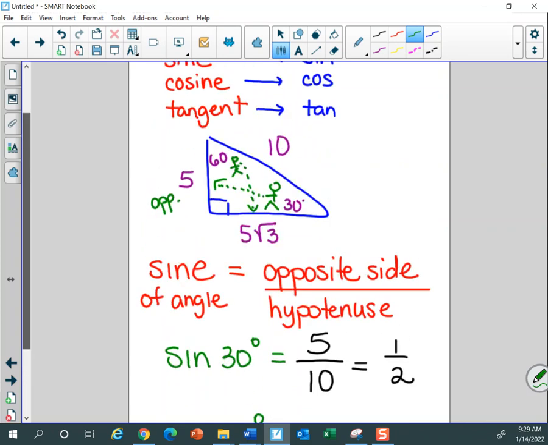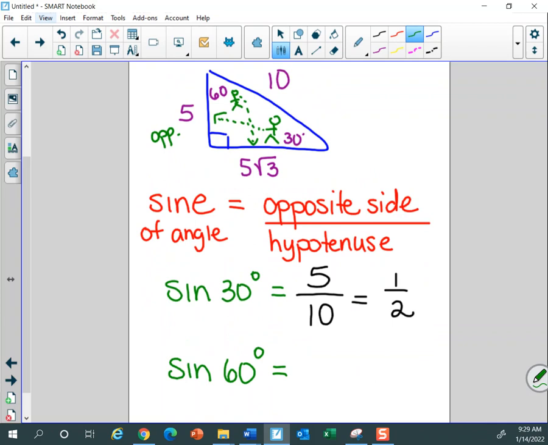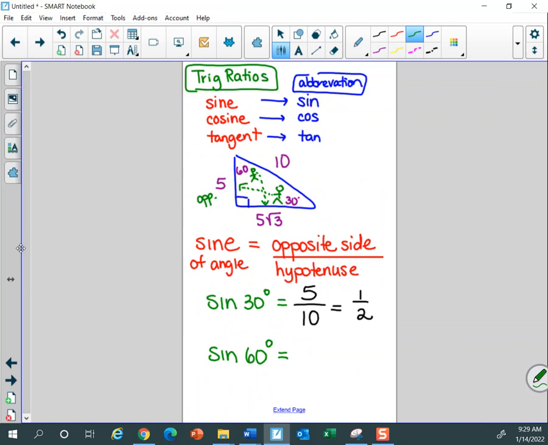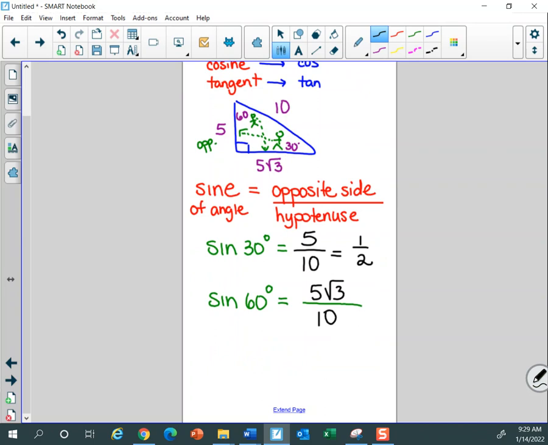And so what am I going to write for, I'm trying to make this as small as I can. What am I going to write for sine of 60 degrees? Very good. 5 root 3 over 10. And that actually simplifies down to 1 root 3 over 2, which we will just leave as root 3 over 2.